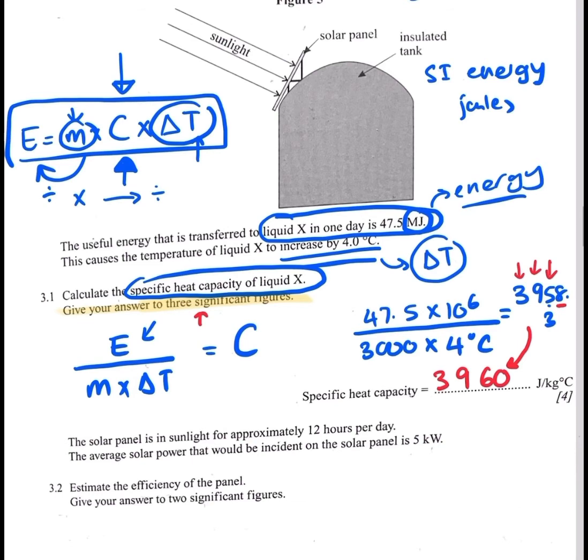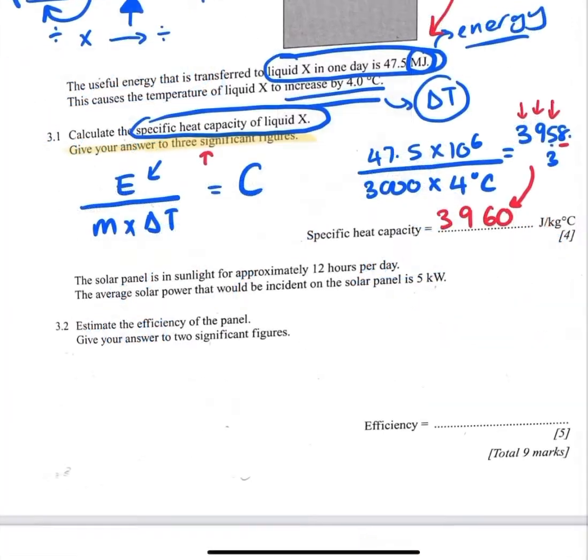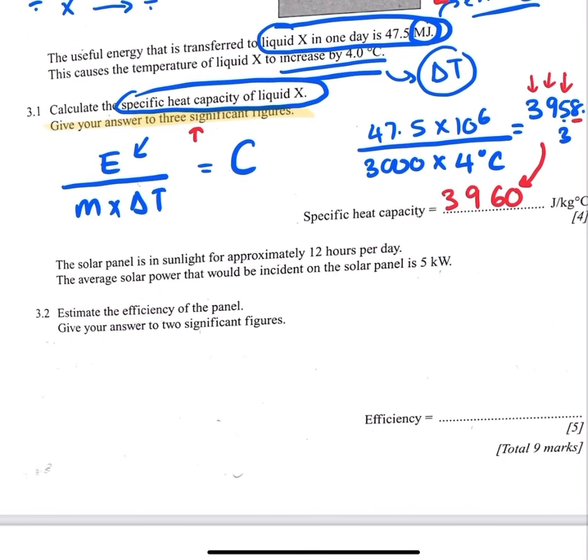Okay, so that's the first part of the question. Alright, let's move on to the second part. The question reads, the solar panel is in the sunlight for approximately 12 hours per day. The average solar power that would be incident on the solar panel is 5 kilowatts.